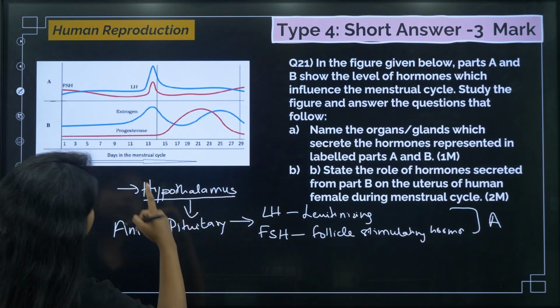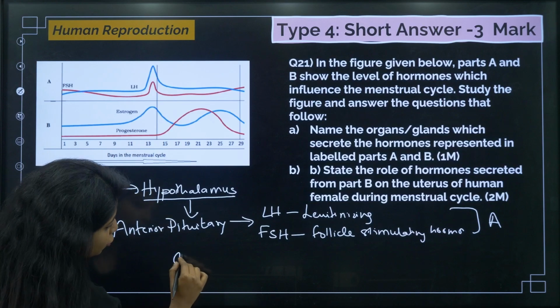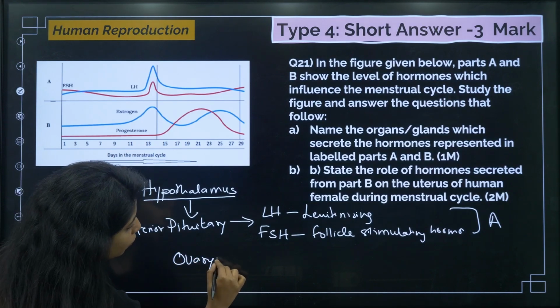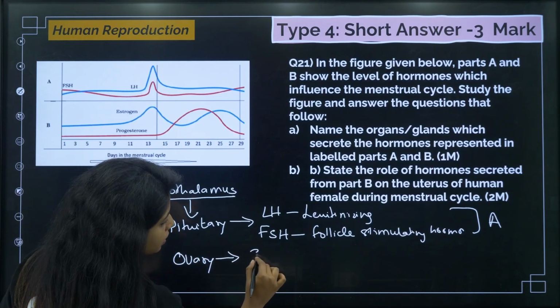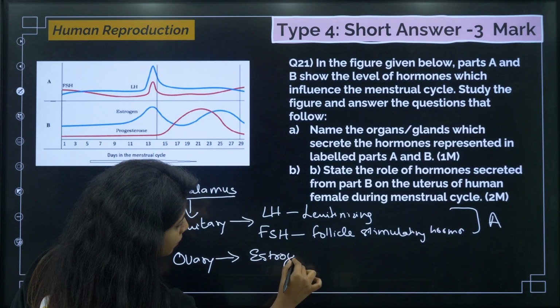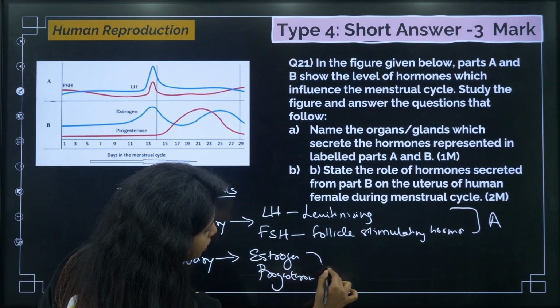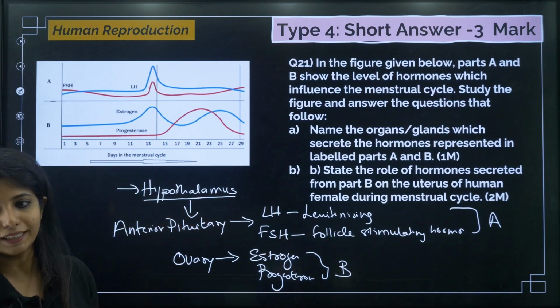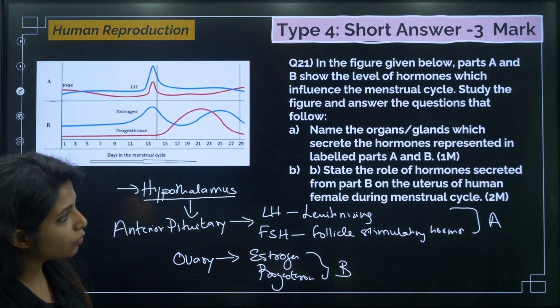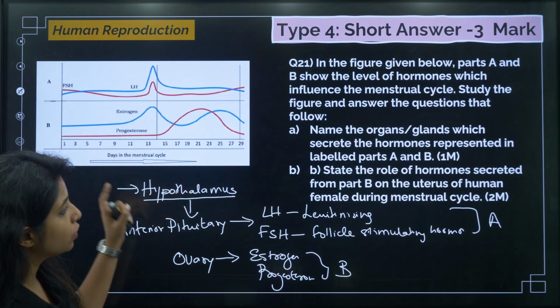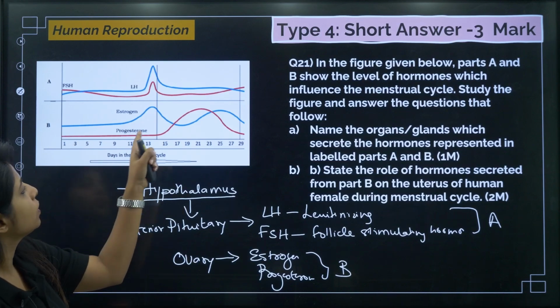The second thing that you have to mention is estrogen and progesterone. Estrogen and progesterone are released by the ovary. So the ovary releases estrogen and progesterone. This is B. Okay. Now state the role of hormones secreted from part B on the uterus of the human female during the menstrual cycle.